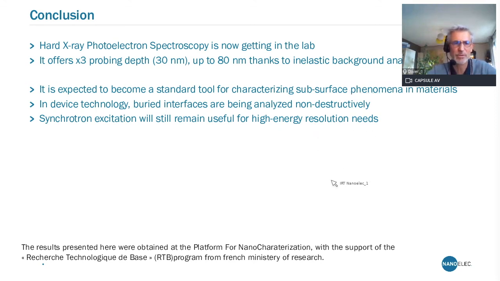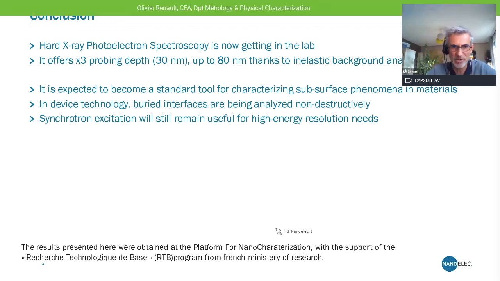HAXPES is expected to become a standard tool for characterizing subsurface phenomena in materials, and in device technology, buried interfaces are being analyzed non-destructively. Synchrotron excitation will still remain useful for high energy resolution needs.